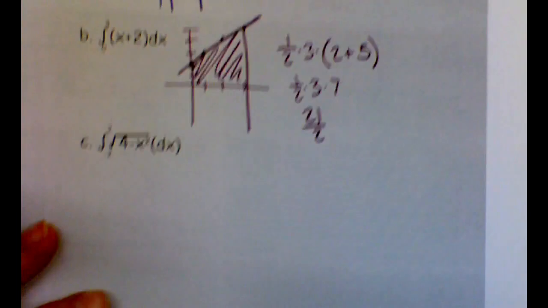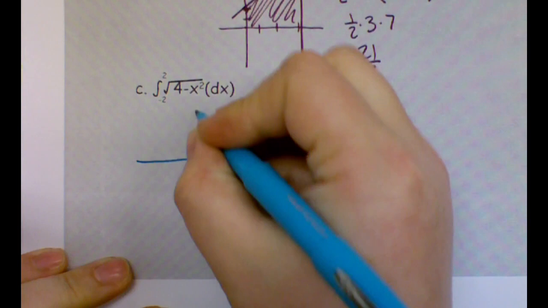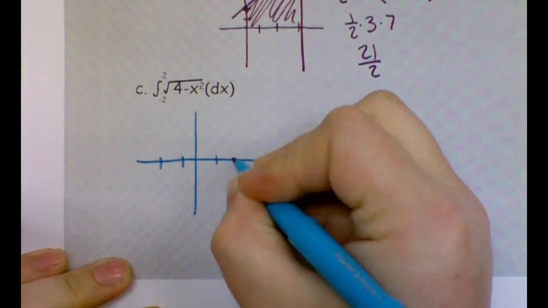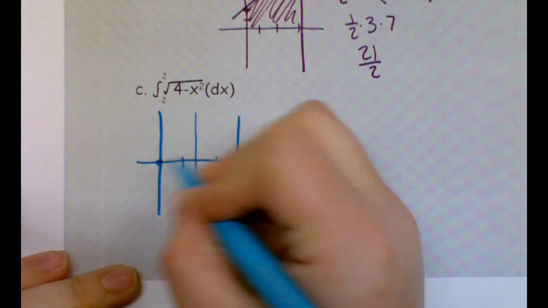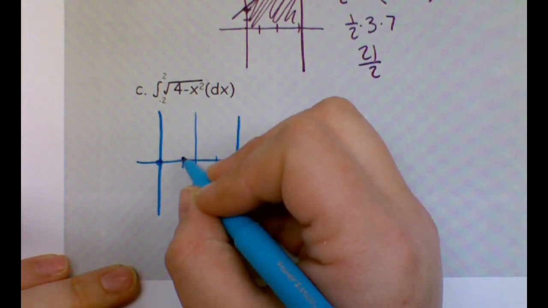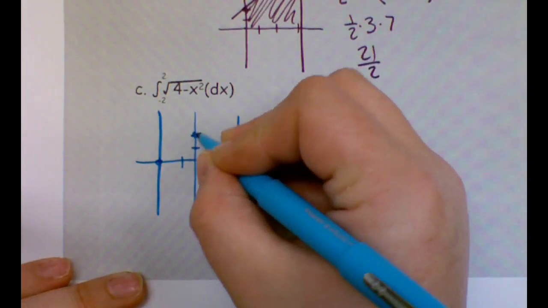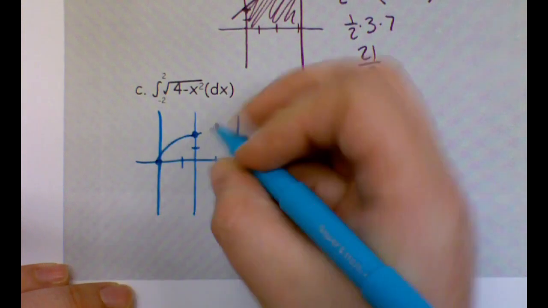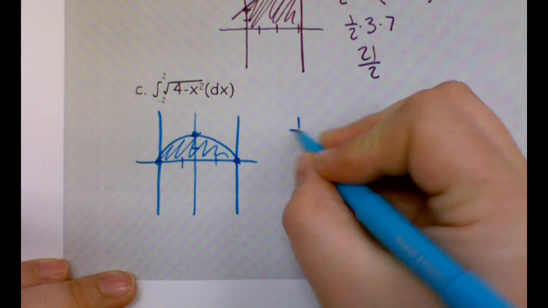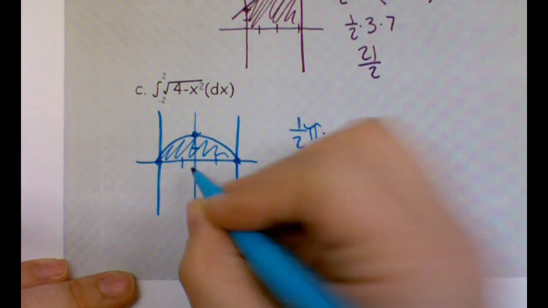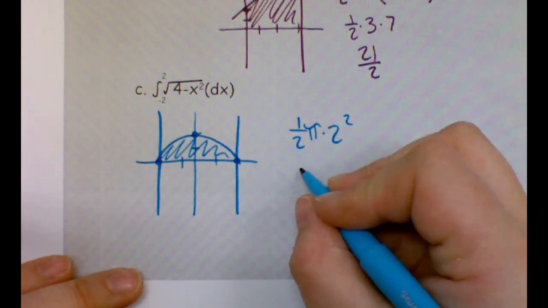And then we have the square root of 4 minus x squared from negative 2 to 2. There are my bounds. If x is negative 2, I have 0. If x is negative 1, I have the square root of 3. If x is 0, I have 2. All right, this is a half a circle. And if I'm looking for this area, I have 1/2 pi times r squared. R is 2. 1/2 pi times 2 squared makes 2 pi.